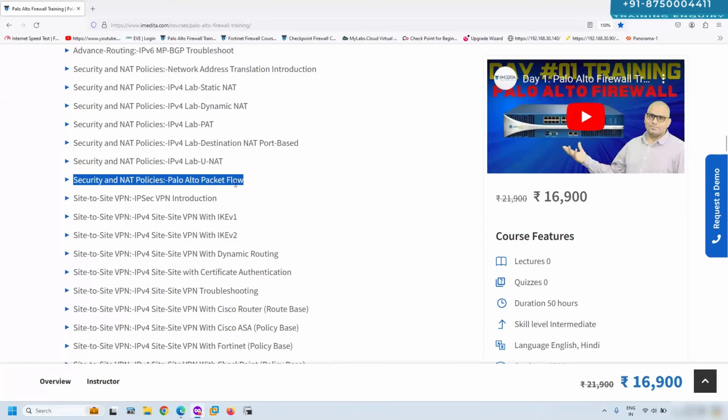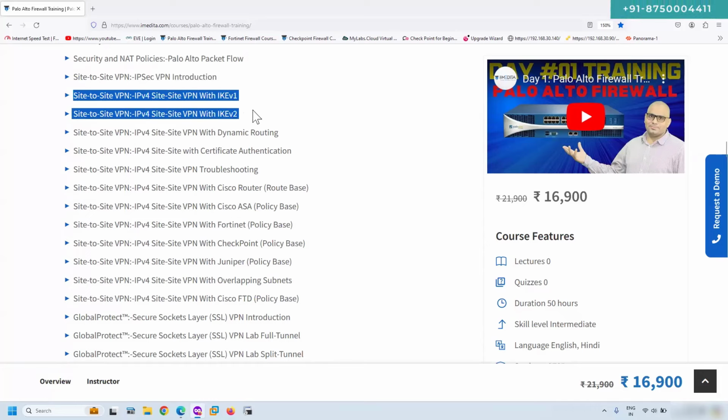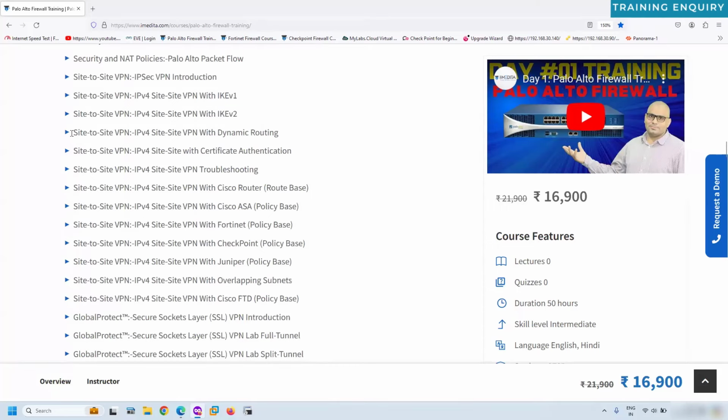After completing network address translation, we will move to site-to-site VPN, which is actually IPsec VPN. First of all, we will do the theory of IPsec VPN. Then we will do practical of site-to-site VPN with IKE version 1 and IKE version 2. Then we will learn how to configure static route site-to-site VPN, with dynamic routing, with certificate authentication. And when we implement the VPN, definitely we will make mistakes. In VPN troubleshooting, we will learn how to solve those problems.